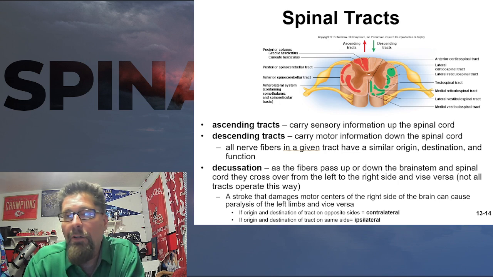Looking at the diagram beside me, kind of diagonal, the red is designated as the ascending. They're not really red in the spinal cord, but the areas that you'll find them are highlighted in red, and the descending are green. So you'll notice that not only are they on opposite sides, but for the most part, they're on opposite ends or edges of the white matter.